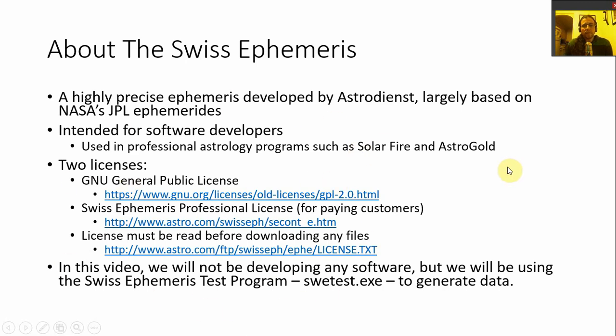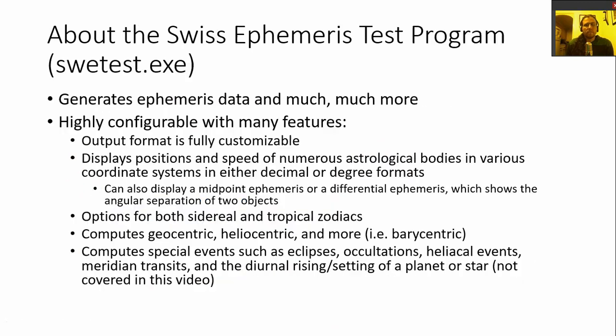In this video, we will not be developing any software, but we will be using the Swiss Ephemeris test program, swetest.exe, to generate data. So about the program. It generates data and does so much more. It's highly configurable with many features, and the output is fully customizable in its format. It displays positions and speeds of numerous astrological bodies in various coordinate systems in either decimal or degree formats. It can also display a midpoint ephemeris or a differential ephemeris. And a differential ephemeris shows the angular separation of two objects.